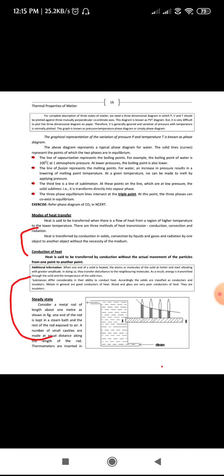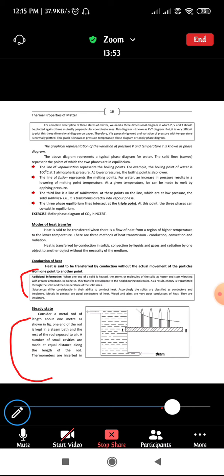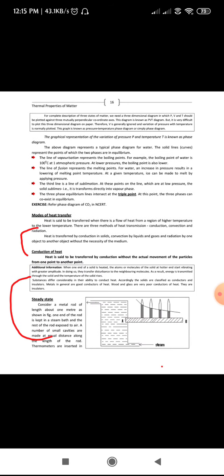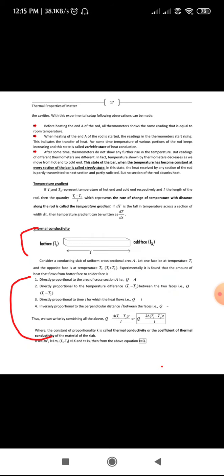Consider a metal rod of length about 1 meter as shown in the figure. As one end of the rod is kept in a steam bath and the rest of the rod is exposed to air, a number of small cavities are made at equal distance along the length of the rod. Thermometers are inserted in the cavities. With this experimental setup, the following observations can be made.